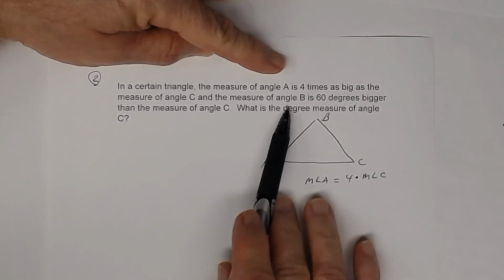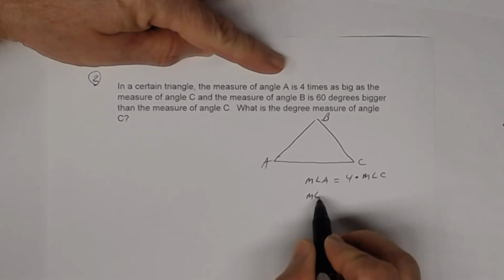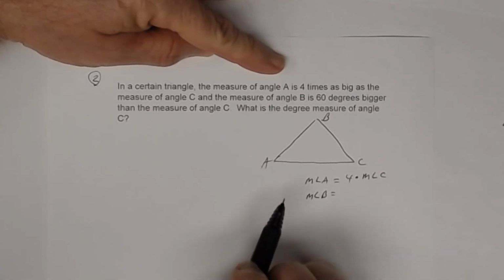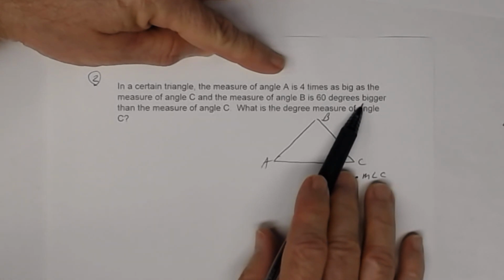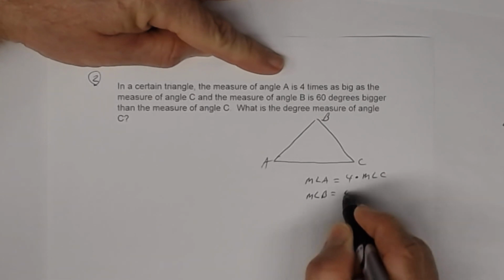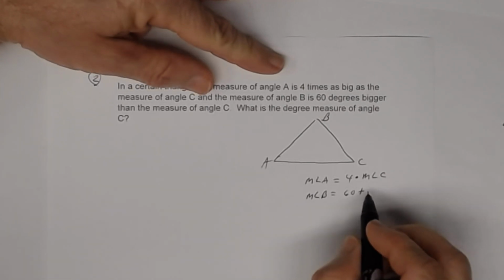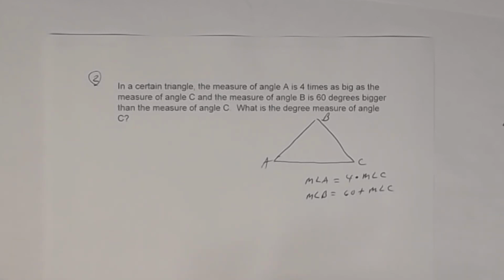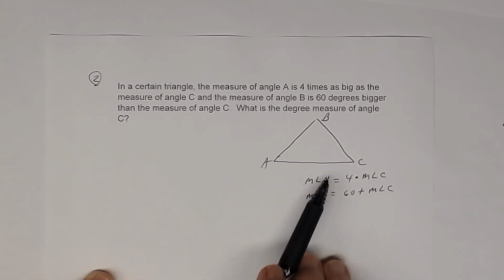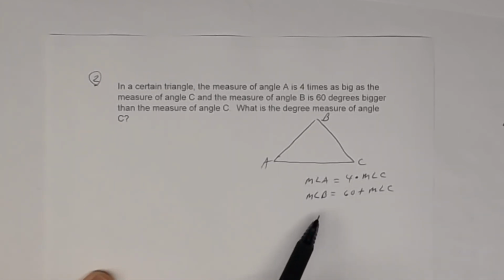Then it says this, the measure of angle B is equal to 60 degrees bigger than. So what does that mean? What operation is that, 60 degrees bigger? That's addition. So 60 plus the measure of angle C. Okay? Now remember you're going to have to let x represent something here. So I wrote this to kind of help us to determine what we're going to let x be.